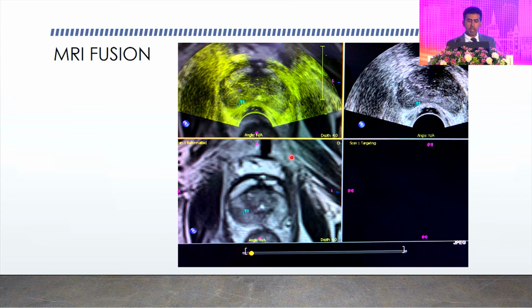This is the T2 weighted MRI demonstrating a hypointense suspicious area in the peripheral zone of the prostate on the right side. This is the fused image, and this is the real-time ultrasound. So we can target the lesion and get an adequate amount of samples.